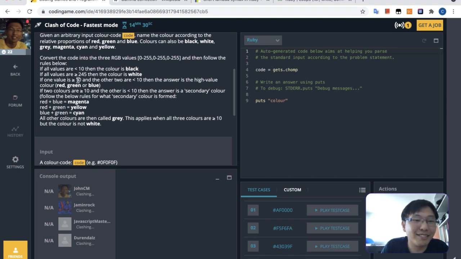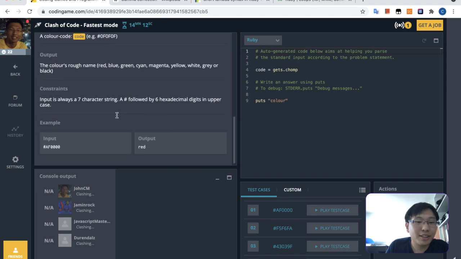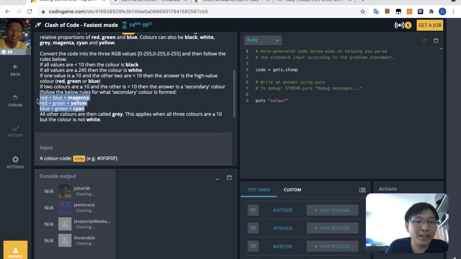Okay, this is different. If one value is greater than or equal to 10 and the other two are smaller than 10, the answer is the high value color. So many rules. If two are greater than or equal to 10 and the other is smaller than 10, the answer is a secondary color from the combination of the following. Oh gosh, the rules they have here are so complicated. I guess it's fine.